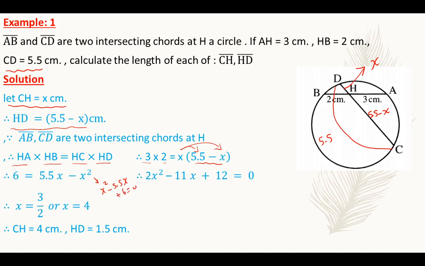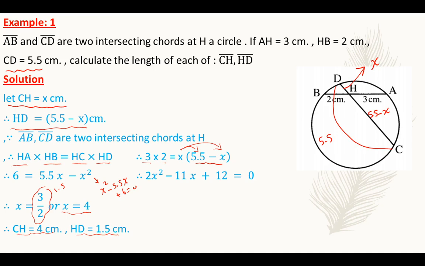And you can use your calculator by using mode 5 3 and put x squared. The coefficient of x squared is 1, the coefficient of x is negative 5.5, the coefficient of the free term is 6. So by using your calculator, you will find that x equals 3 over 2, which is 1.5, or x equals 4. But from the geometry of the figure, you can notice that HD is smaller than HC. So we will know that CH is the larger part of CD. So CH will be 4 centimeters and HD will be 1.5 centimeters, because if CH is 4, HD will be 5.5 minus 4, which equals 1.5.